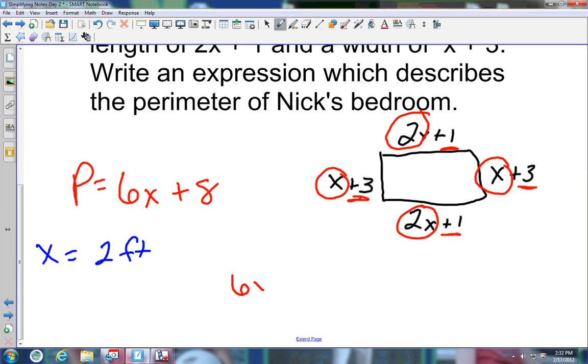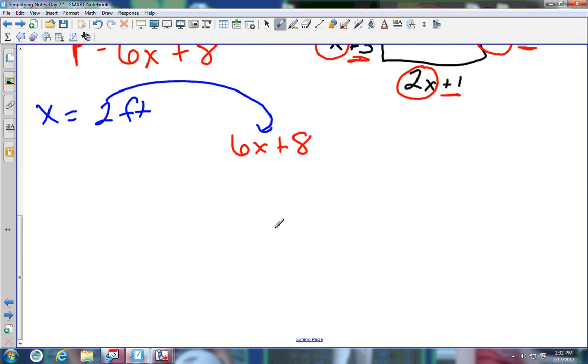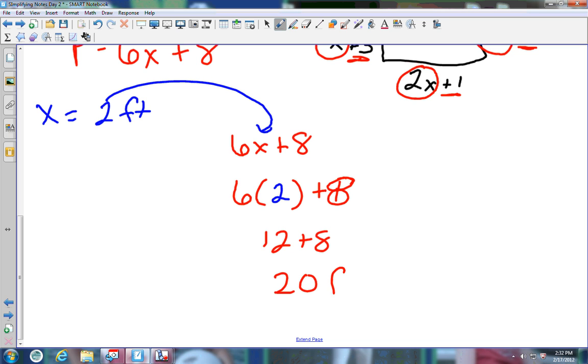What would you do? You would take 6x plus 8, and remember we're going to put that 2 in there for x. So we would do 6 times 2 plus 8. There we go. 12 plus 8 is 20 feet. 20 feet. I was going to square it, but it's not squared.